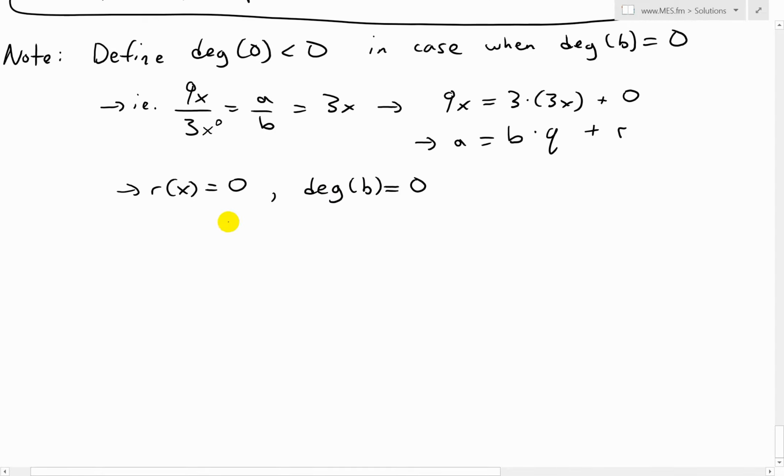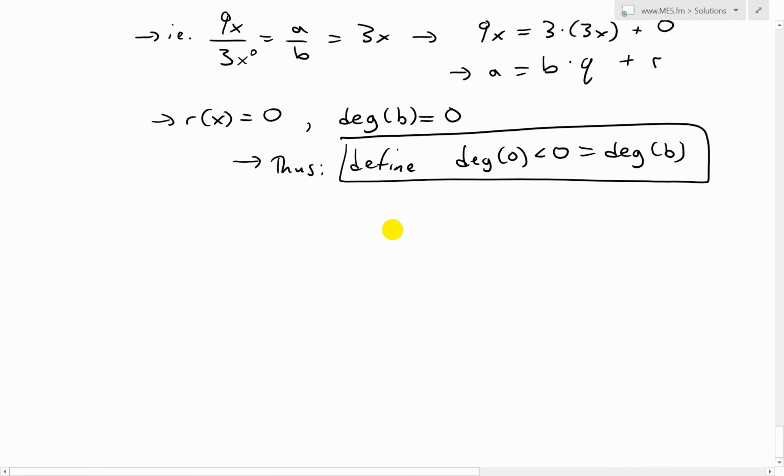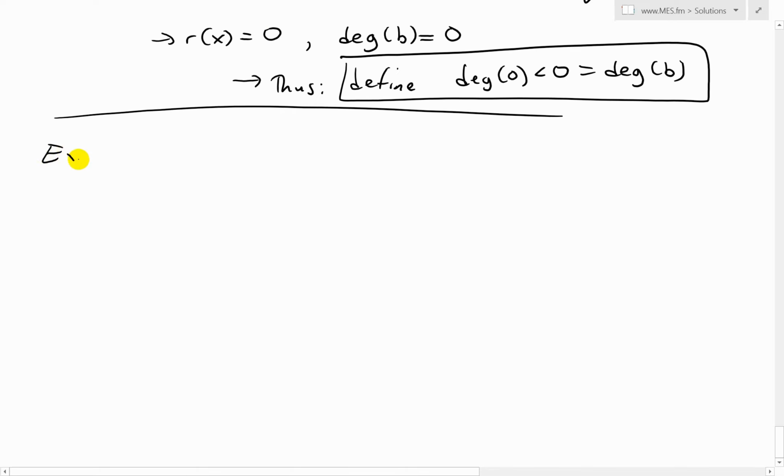So then we have to define, for the algorithm purposes, to keep it going, the degree of 0 is less than 0, which equals the degree of B in this case. So that's why we have that case there, just make it less, even though technically they're the same degree, because they're both constant. 0 is still a constant. So now, just to illustrate all this, let's revisit that same example of that one above.